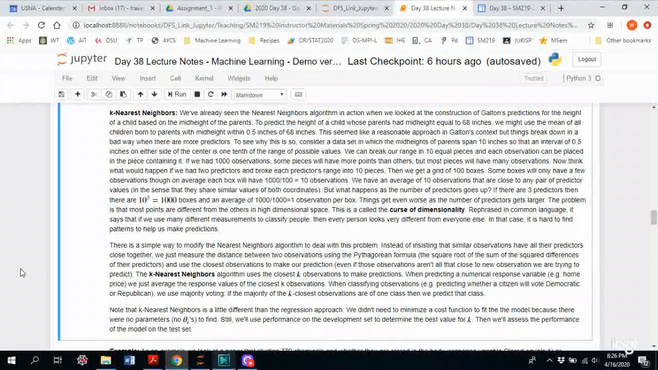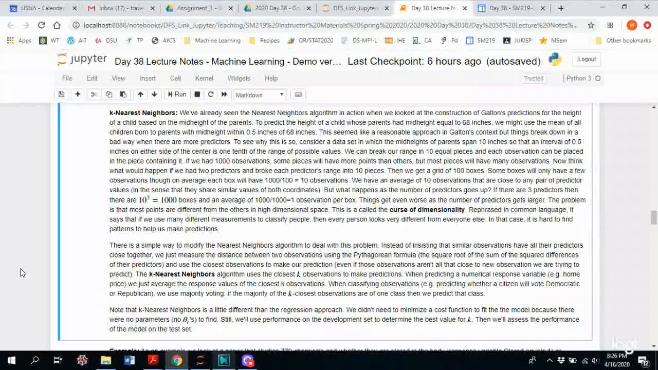Instead of insisting that similar observations have all their predictors close together, we just measure the distance between 2 observations using the Pythagorean formula, the square root of the sum of the squared differences of their predictors, and use the closest observations to make our prediction, even if those observations aren't all that close to the new observation we're trying to predict. The k-nearest neighbors algorithm uses the closest k observations to make predictions.